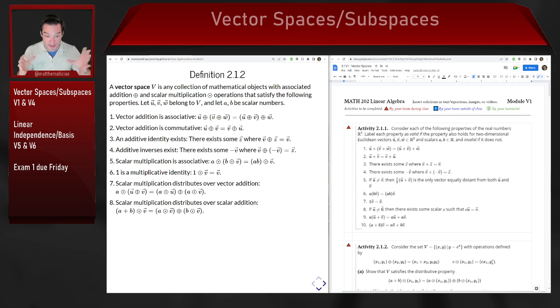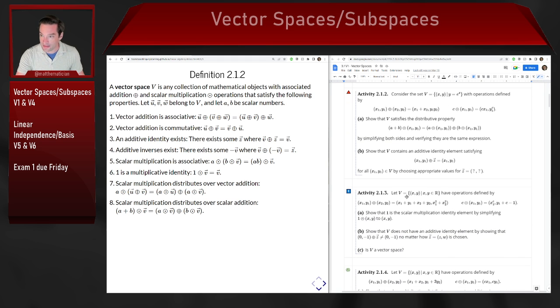What are you actually asked to do in this section? So let's take a quick look at activity 2.1.2 over here, where what we're given is a set of elements which are points in the xy plane, and they're points that satisfy y equals e to the x. So these are points on the graph of the function f of x equals e to the x. And on that set, we define a new type of addition of 2 points, of 2 elements of my set, and a new kind of scalar multiplication for elements within my set.